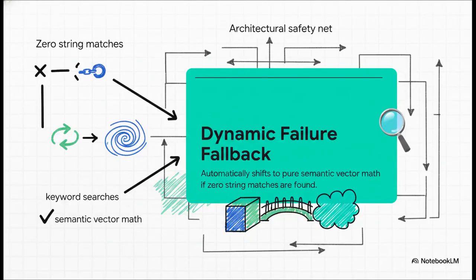But what happens if a user searches for an abstract concept rather than an exact keyword? Well, that's where dynamic failure fallback kicks in. This essentially acts as an architectural safety net. If that strict payload filter we just talked about returns 0 string matches, the system automatically drops those constraints and seamlessly shifts over to pure semantic vector math. It bridges the gap between localized short keyword searches and broad abstract queries automatically, ensuring high recall without the user ever noticing a hiccup.